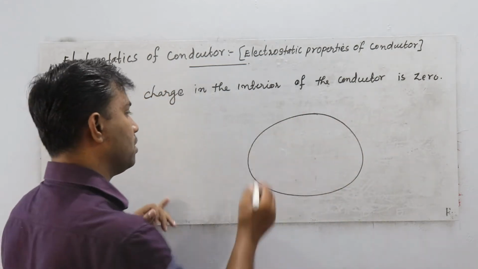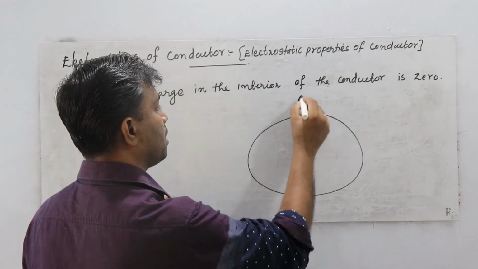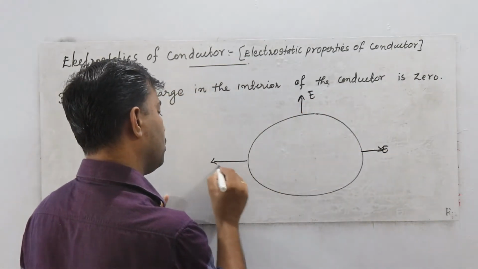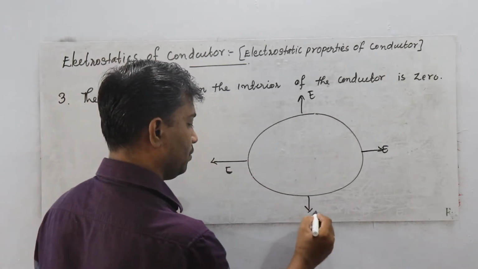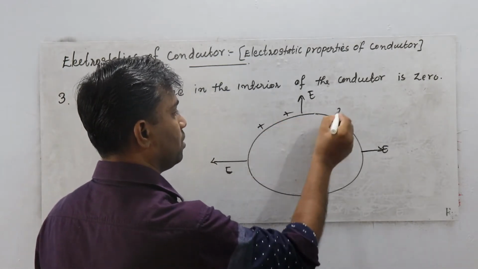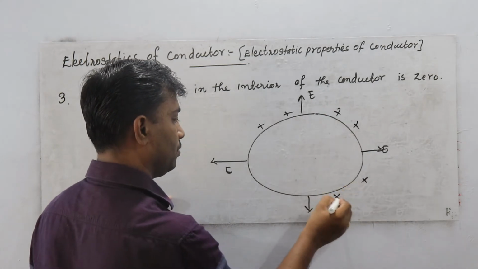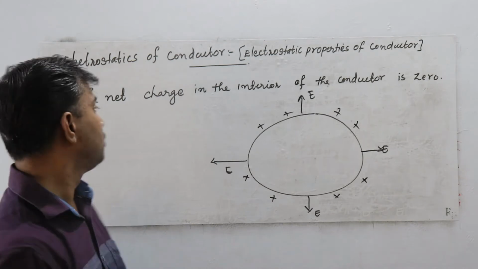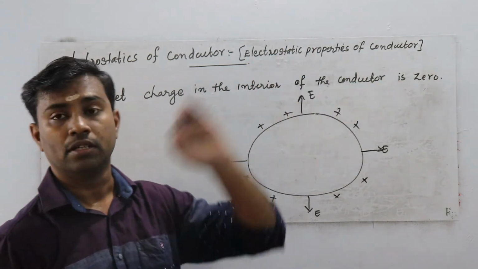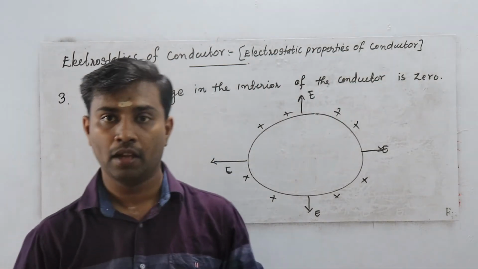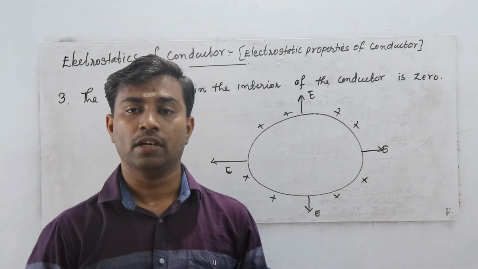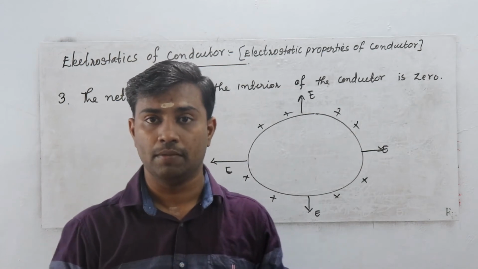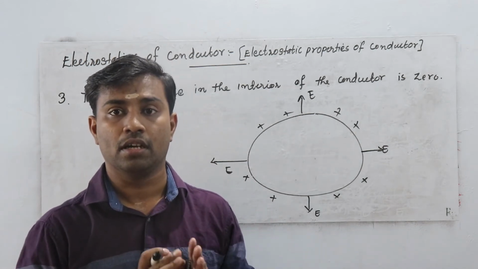The charge is there, so all electric field is acting normal to the surface. And here positive charge is distributed. So we have to prove the net charge in the interior of the conductor is 0. Here this is a static situation. We consider a conductor.